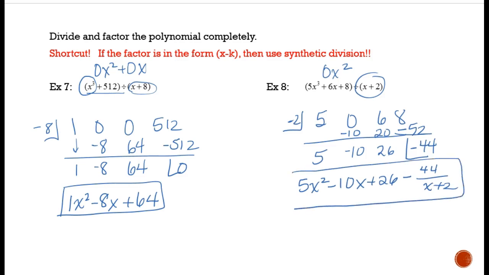All right? So hopefully this gives you some ideas of how to divide by long division and synthetic. We'll talk about this in class, but you have these examples to refer to as well.